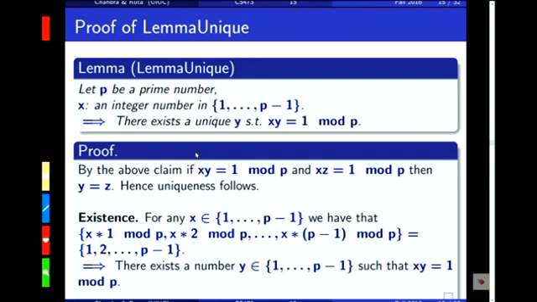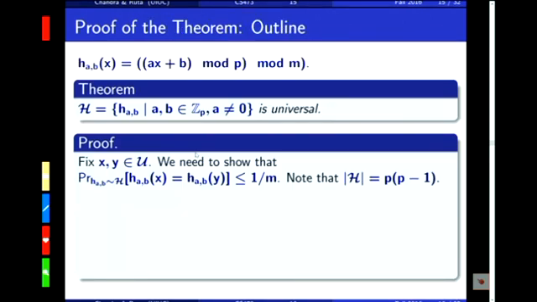So the outline: how we are going to show that this family H, where every hash function is of the type ax plus b mod p mod m, is actually universal. We have to prove that if we sample a function from this family, then for any distinct x and y, the probability that they map to the same value is at most 1 over m. Okay, so this is what we want to prove. And just note that the number of hash functions we have is p times p minus 1. So we are going to prove it like this.